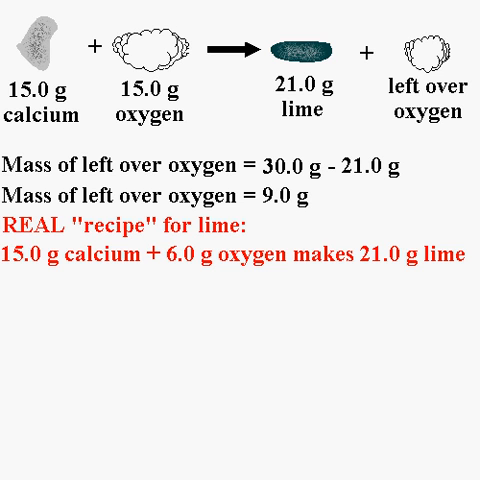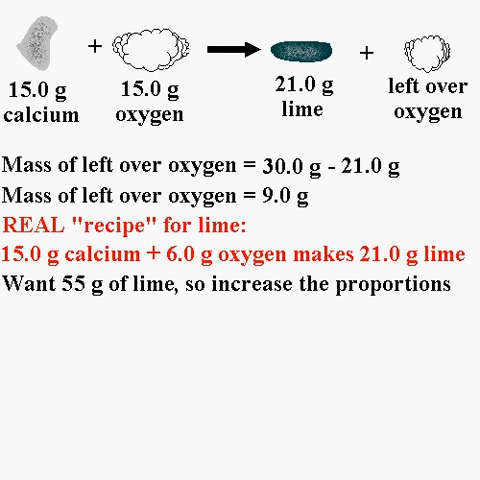That's a great recipe for making lime, but it does not produce the mass of lime that the chemist wants. The chemist wants 55 grams of lime. So what we're going to have to do is increase the proportions of the recipe so that we make more lime. How are we going to figure that out?